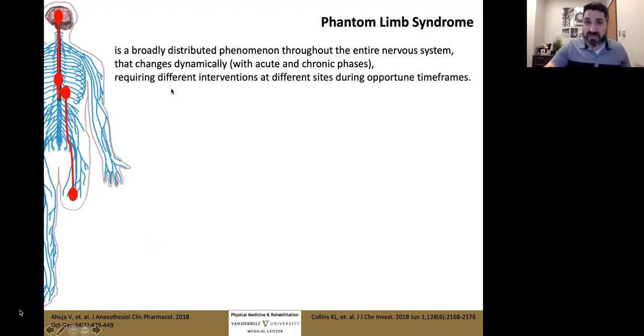It requires different interventions at different sites, during opportune timeframes. Miss the window, and some of these processes get fixed in there, and they're hard to extinguish afterwards. Then you're playing catch up. And we're not all there yet. As a field, we haven't done the cross-pollination of expertise, the interdisciplinary collaboration, to figure out what we should be queuing up front to make sure patients don't develop any of this. So we'll talk a little bit about this.